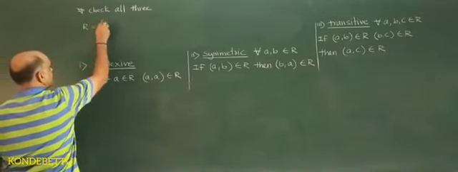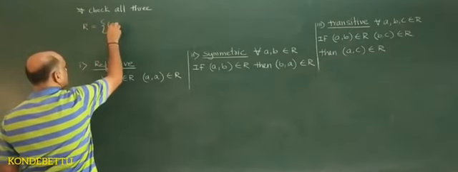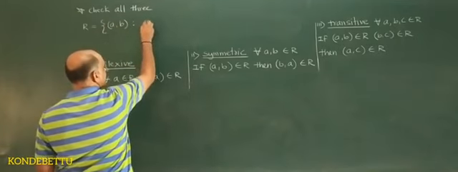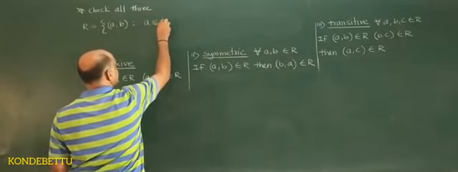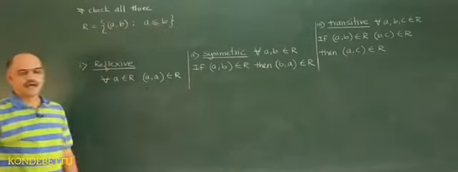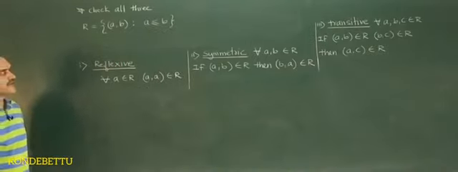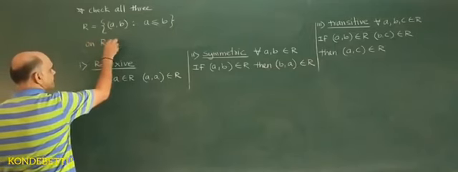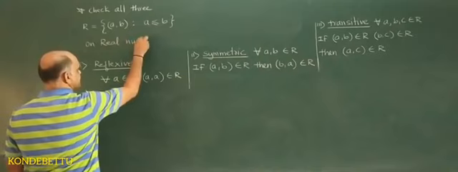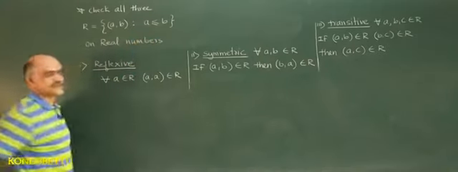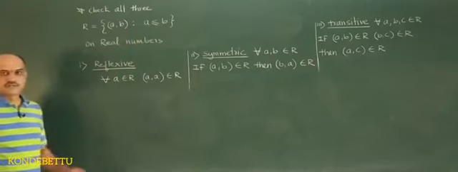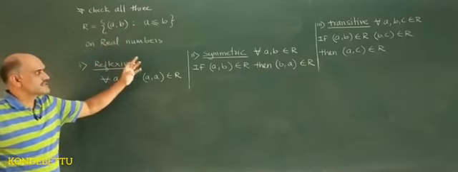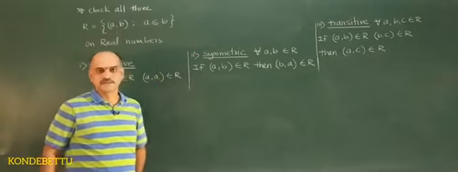R is equal to (a, b), where a and b are real numbers and a is less than or equal to b, on real numbers. So you are required to check whether this relation he has given is reflexive, symmetric or transitive.